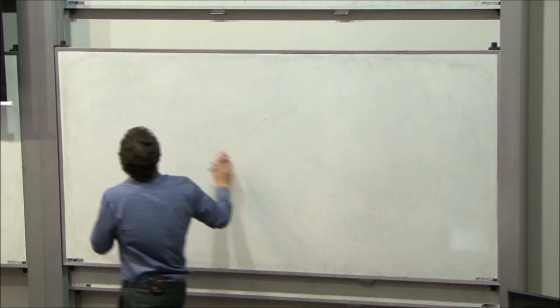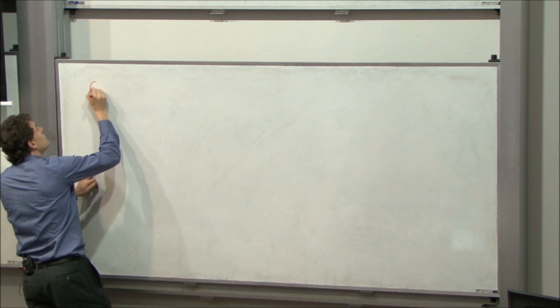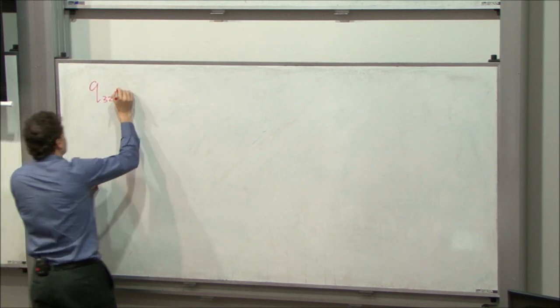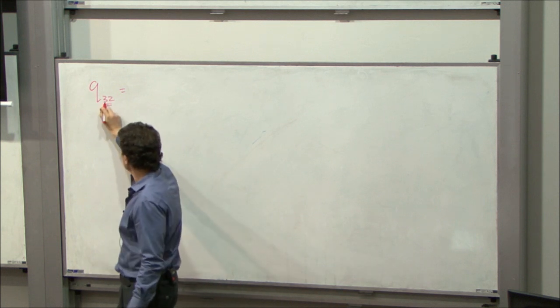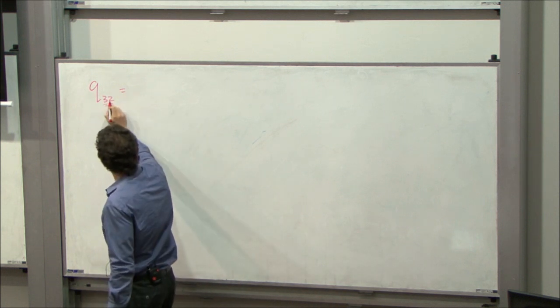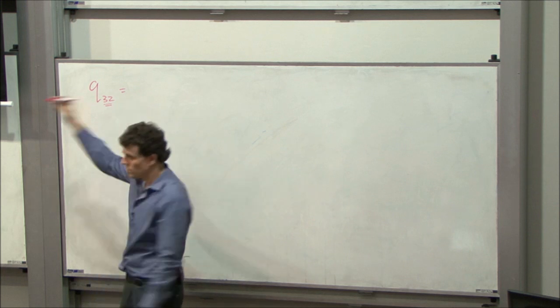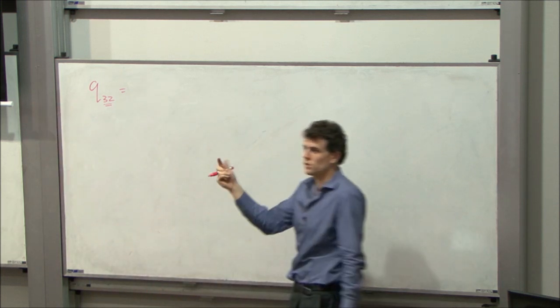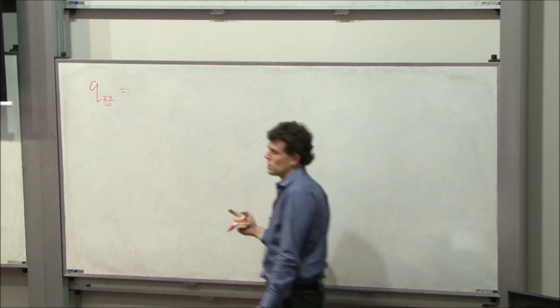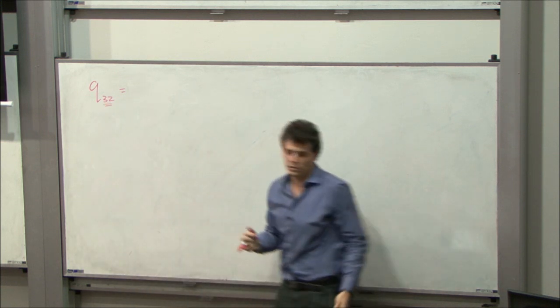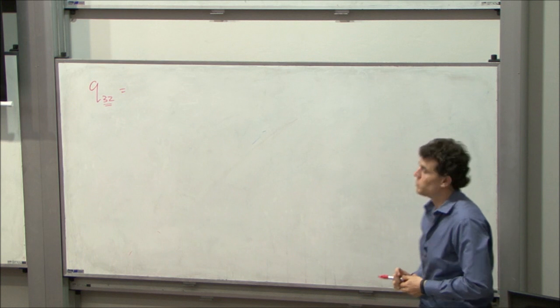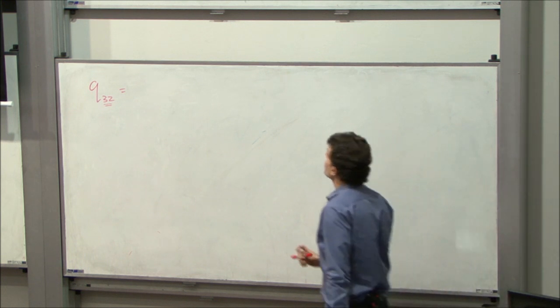So let's calculate the bits that we can. q32, and remember that the subscript here matters. 3.2 is the order in which we're doing the calculation. Not only is there a magnitude on shear flow, but there's a direction. If we had q23, it would be the negative. We'd be doing the calculation in the other direction.